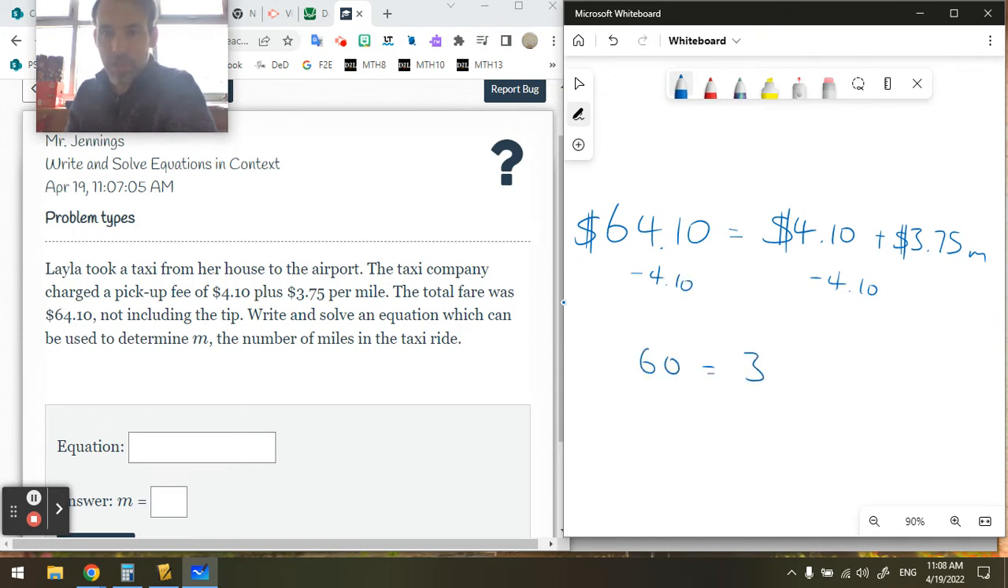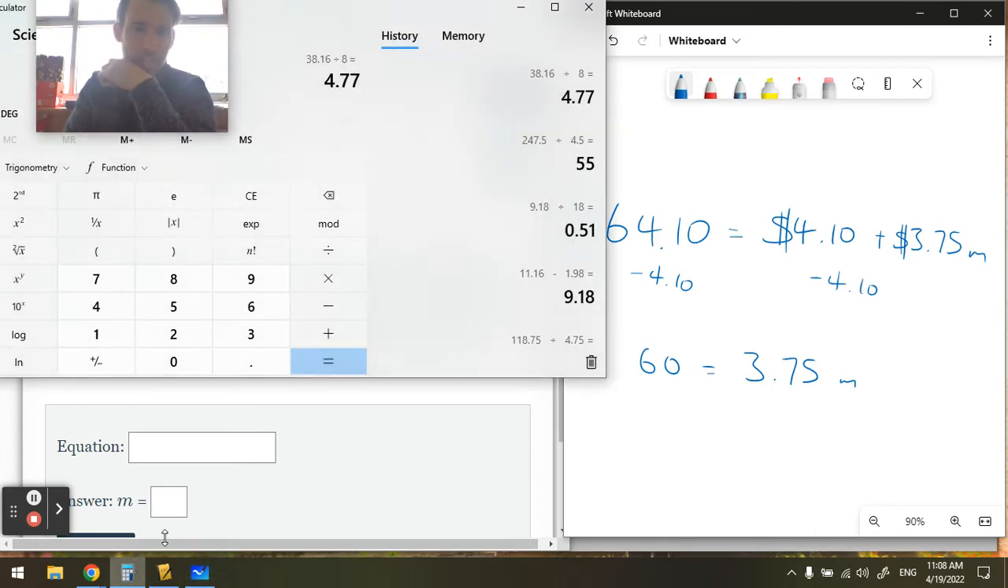60 is equal to 3.75 multiplied by m. Is that going to come out even? It might. What would it be? I don't know. I could do it in my head, but you'd have to watch me staring up at the ceiling for a little while. 60 divided by 3.75.